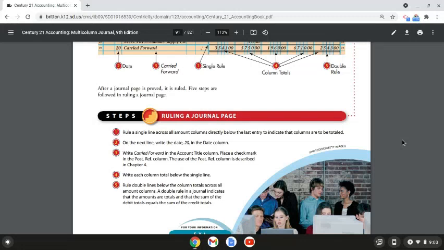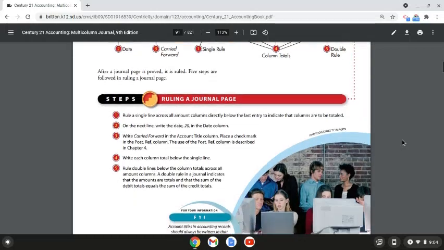Next, we write each column total below the single line. And finally, we rule double lines below the column totals across all amount columns. And a double rule in a journal indicates that the amounts are totals and that the sum of the debit totals equals the sum of the credit totals.